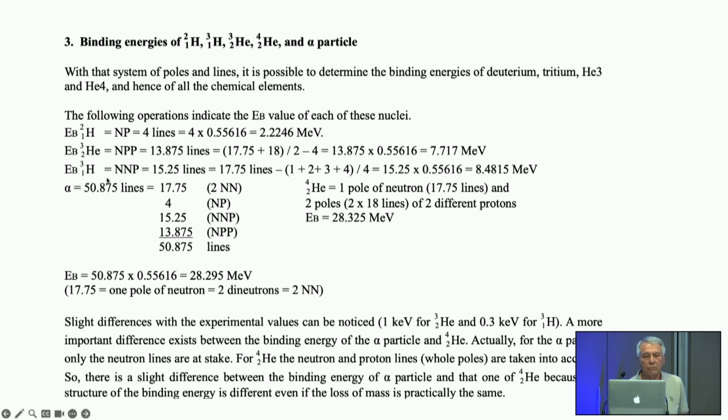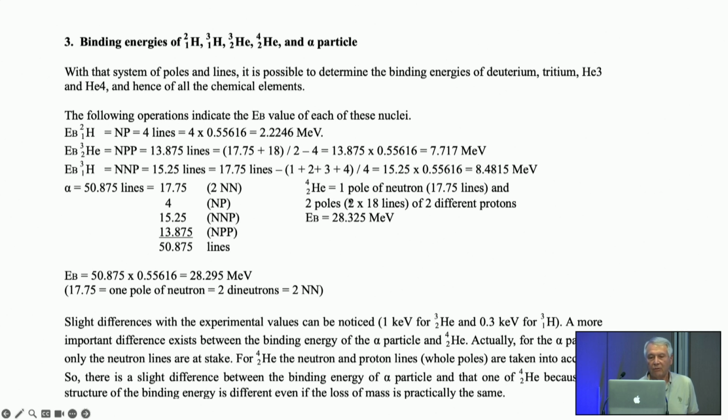The same for tritium, I call NNP because there are 2 neutrons and 1 proton. This is equal to 1 pole of a neutron and recovering 1 line, 2 lines, 3 lines, 4 lines, depending. So this is, at the end, 15.25 lines, and this mass is binding energy. Same for the alpha particle. The alpha particle has the particularity of containing all the others. You have 17.75, this is 1 pole, 2 NN, 4 NP, this for NNP, and this for NPP. In total, 50.875 lines, and if you calculate, it is 25.3 MeV.